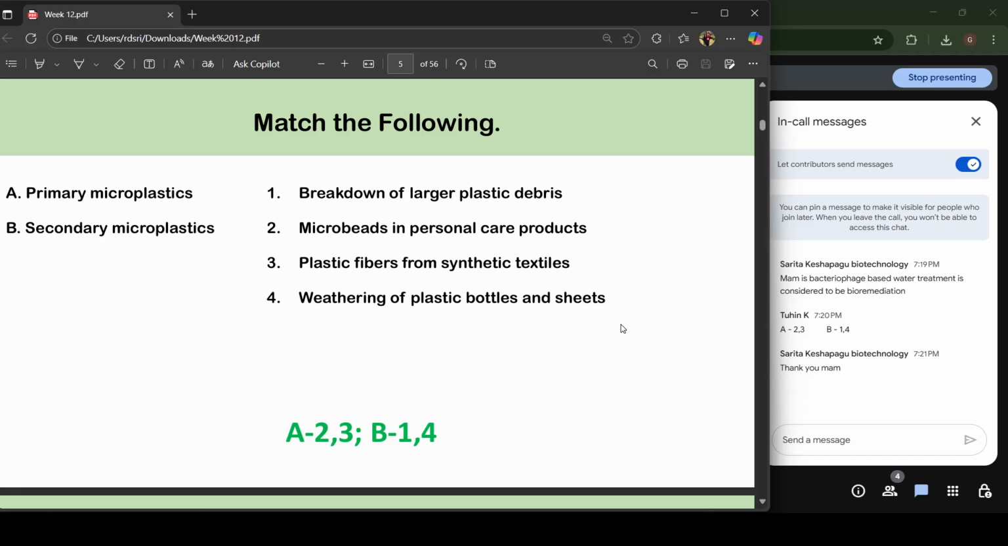Okay, right. Primary microplastics generally refers to the microbeads that are present in personal care products, and it also includes plastic fibers from synthetic textiles. Whereas secondary microplastics break down from larger plastic debris. It was not a microplastic directly, it was a bigger plastic. Due to weathering, it became a microplastic. So that is a secondary microplastic. Whereas primary microplastic is used in its micro scale form in the product itself. And again, secondary microplastics come from breakdown or weathering of a larger plastic particle. Right. So the answer is right.